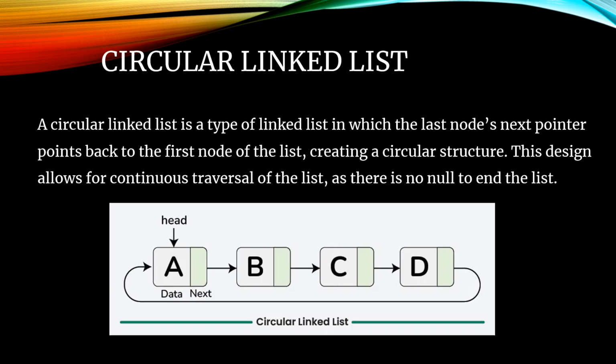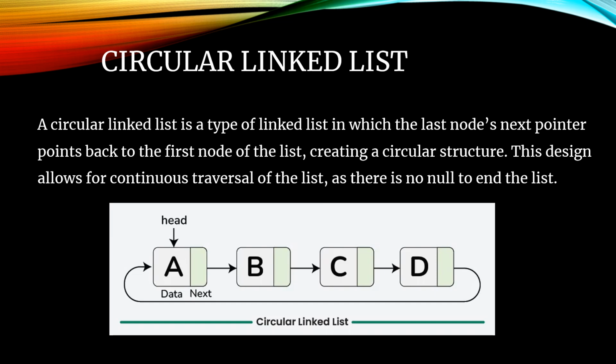A circular linked list is a unique type of linked list where the last node doesn't point to null. Instead, it points back to the first node in the list, creating a continuous circular structure. In this type of list, there is no true beginning or end, which allows for continuous traversal of the list without needing to restart. Circular linked lists can be either singly or doubly linked, but they share the common characteristics of circularity.